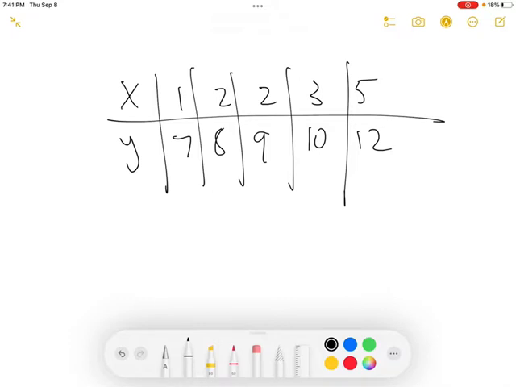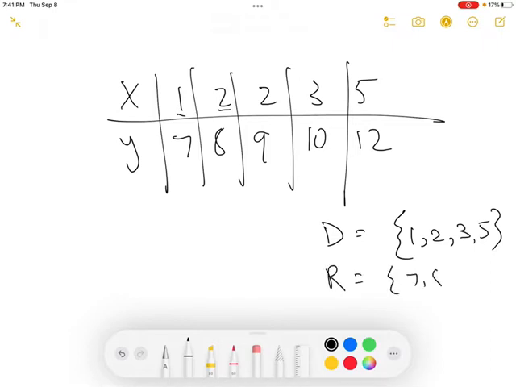So in this case, if I wrote the domain, it is going to be 1, 2. Now I see 2 again, I don't record duplicates. So you only want to record the possible things that are in the domain. You don't want to include duplicates. So we just skip the extra 2 and we do 3, 5. And now for the range, 7, 8, 9, 10, 12. Looking for duplicates, and if there were any, I would have removed them in that range set.